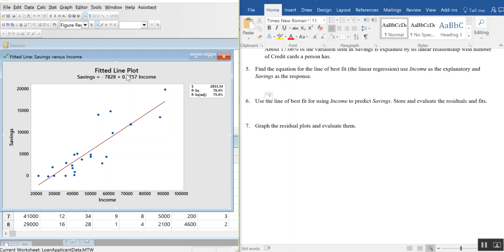So there you go. That's how much you should be saving per dollar if this line were how you decided to live your life.